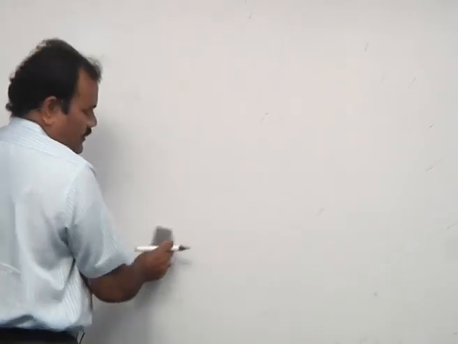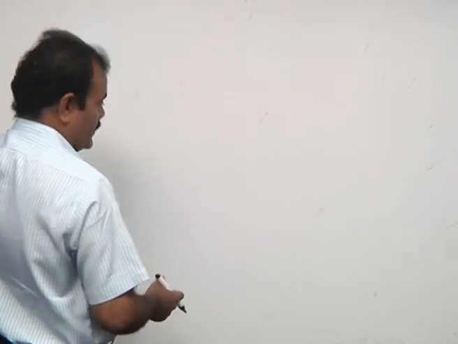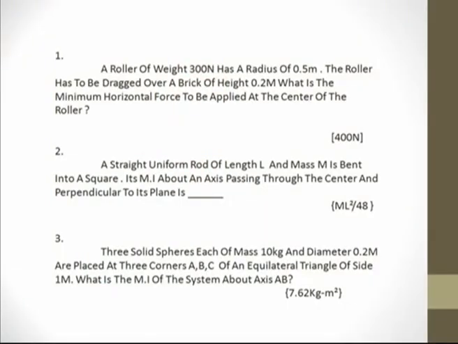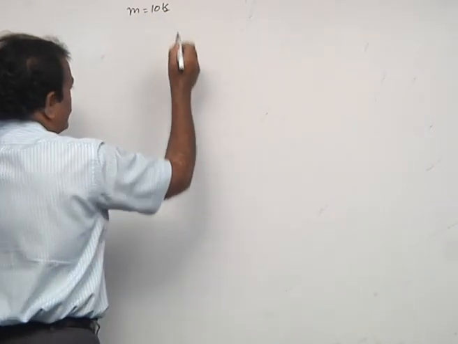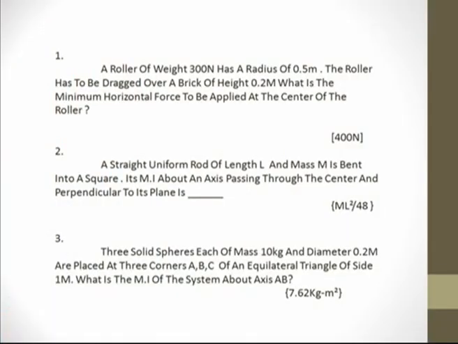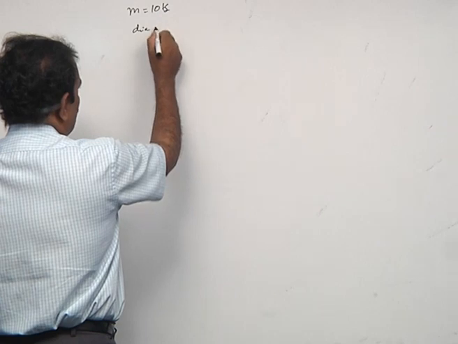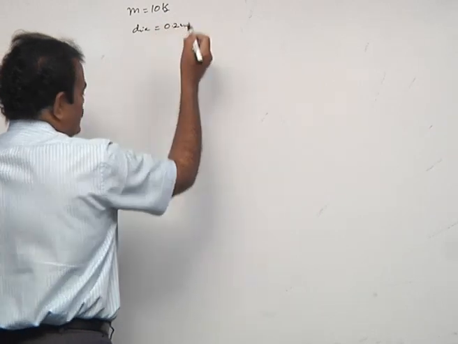Now we are coming to the third problem. Here in this third problem it is given that there are 3 solid spheres, each of a mass of 10 kg, and a diameter of 0.2 meters. So that's why the diameter is given, 0.2 meters.